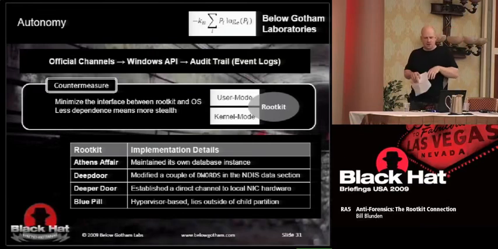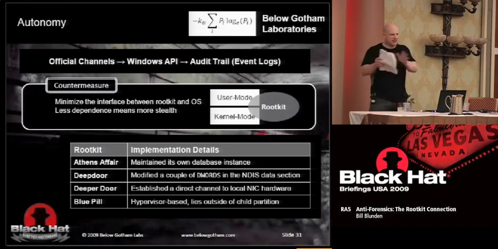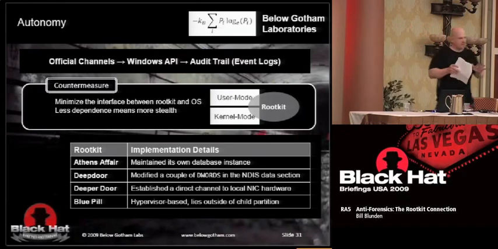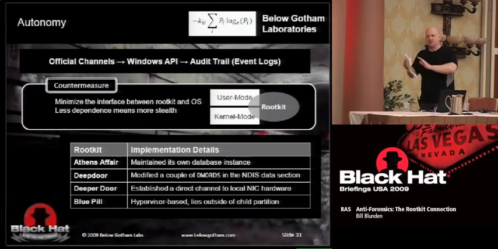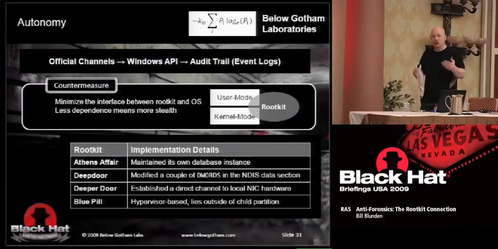And then there's Detour, which I believe in 2006 was presented by Joanna Rutkowska. It had its own TCP/IP stack, and its interface to the operating system was nothing more than a couple of double words that had been modified in the NDIS data section. Other than that, it was completely standalone. It didn't use any of the official channels, making it much harder to detect.